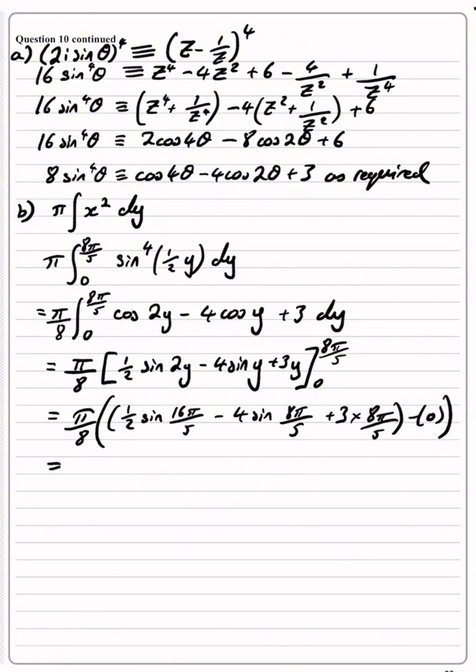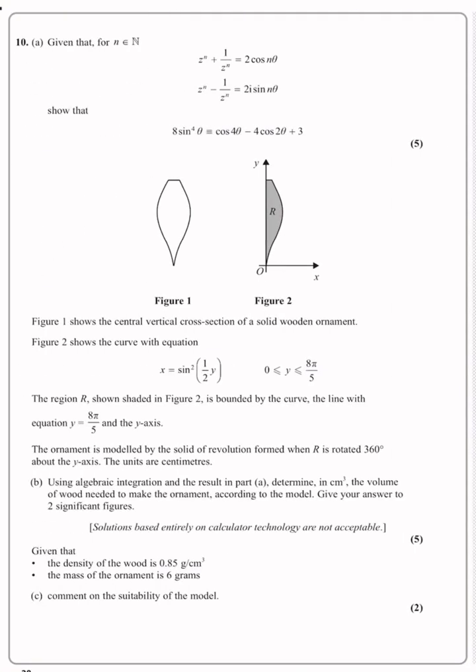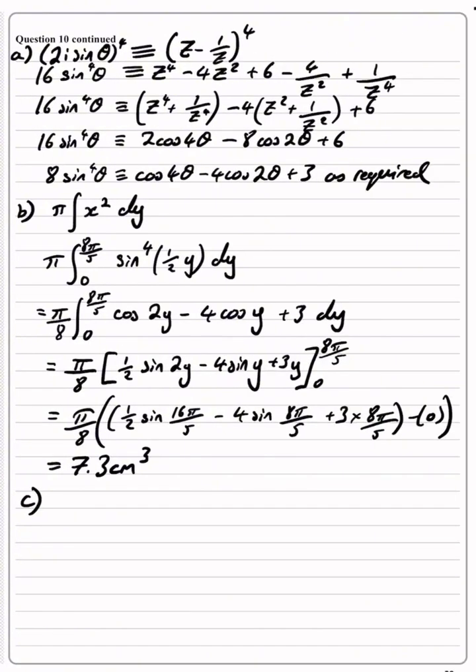And plug that in your calculator. If you do that correctly, you get 7.3, rounded to 2 sig figs. That's the volume of our shape. Now it gives us a little bonus question at the end with the density and the mass. So if we take our volume, 7.3, and times it by the density, 0.85, it tells us that our model suggests that it would be 6.2 grams, which I think is pretty close to 6 grams, and therefore this is a reasonable model.